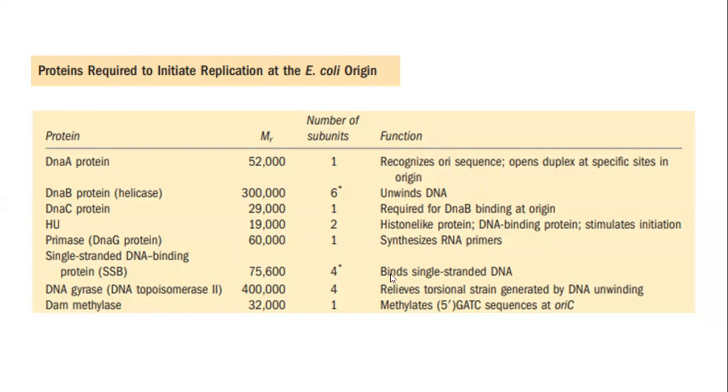SSB proteins will bind single-stranded DNA, stabilizing them. DNA gyrase functions to remove the torsional strain that is generated by DNA unwinding. And Dam methylase will methylate the DNA at the origin sequences at the GATC residue.